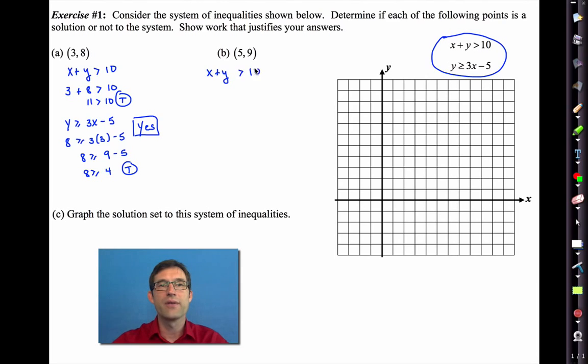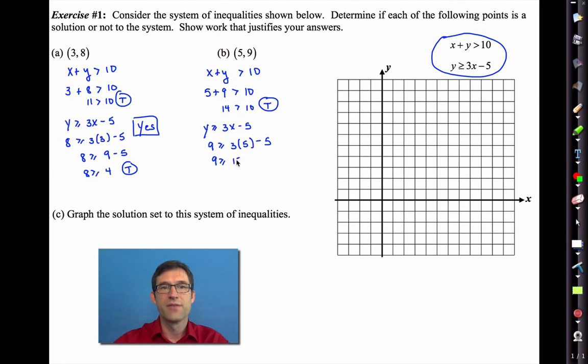I have x plus y is greater than 10, so I'll put 5 plus 9 in there. 14 is greater than 10. Well, that's true. Let's try this one. y is greater than or equal to 3x minus 5. So I'll put 9 in for y, and I'll put 5 in for x. 3 times 5 is 15, minus 5. 9 is greater than or equal to 10, and that's false. Now, it doesn't particularly matter that this one's true. The plain fact is if any of them are false, the answer is no. So just as we pointed out in letter A, when we ultimately graph this, that point shouldn't be in the solution set. So let's remember how to graph inequalities.